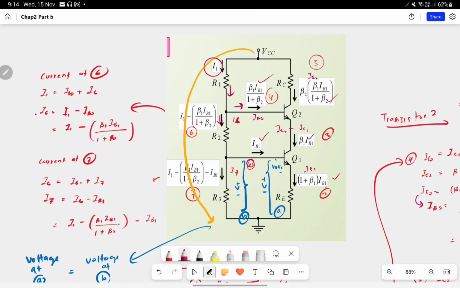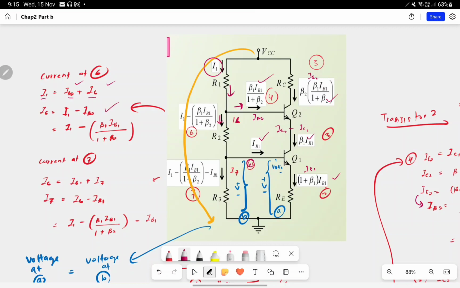At I6, we can conclude that I1 equals IB2 plus I6. The current entering will be equal to the current output. So the current out will be IB2 and I6. From that we can derive I6: we bring IB2 to the left side. So I6 equals I1 minus IB2.